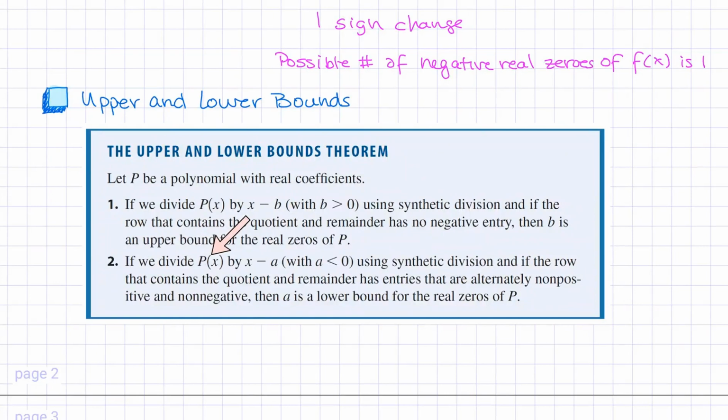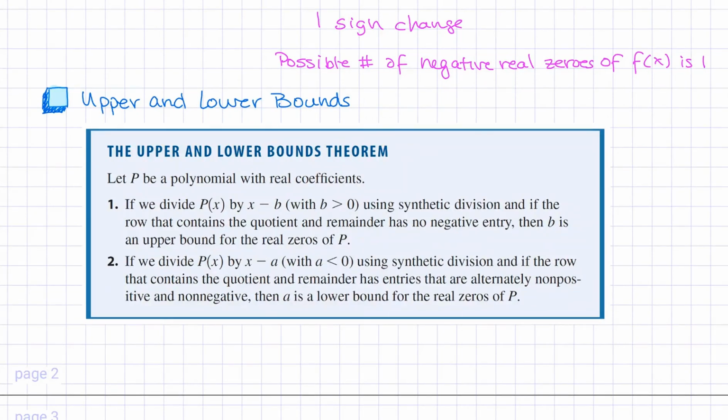If we divide p of x by x minus a, where a is a negative number, using synthetic division, and if the row that contains the quotient and remainder has entries that are alternately non-positive and non-negative, then a is a lower bound for the real zeros of p. So like I said, these are a little easier to explain when we put them in practice. So now let's just see how we would use these things.